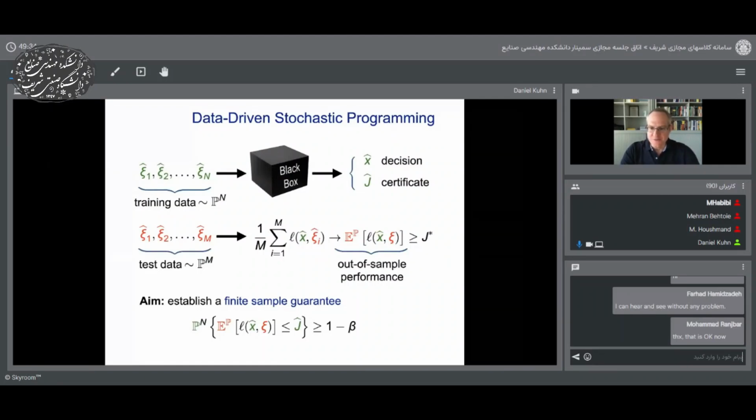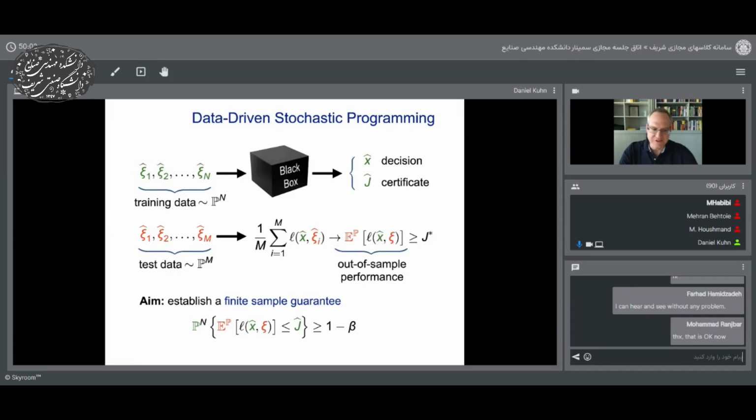The out-of-sample performance is the objective function in our stochastic program of a feasible decision. We assume that x hat is feasible, and therefore this out-of-sample performance is necessarily larger or equal to j star, which is the optimal value of our true stochastic program, which we could solve if we knew the true distribution. Now this is of course a trivial inequality and is not very useful.